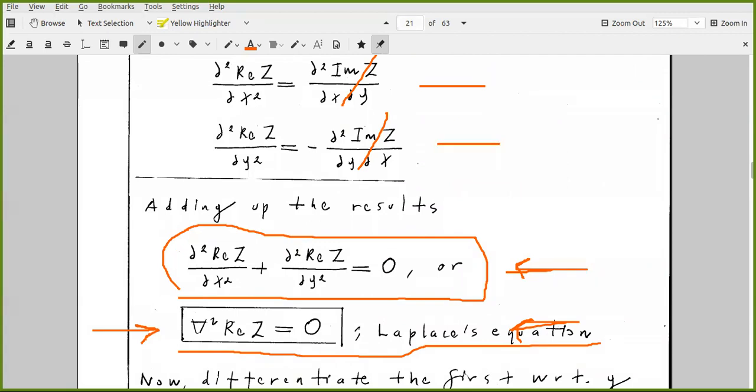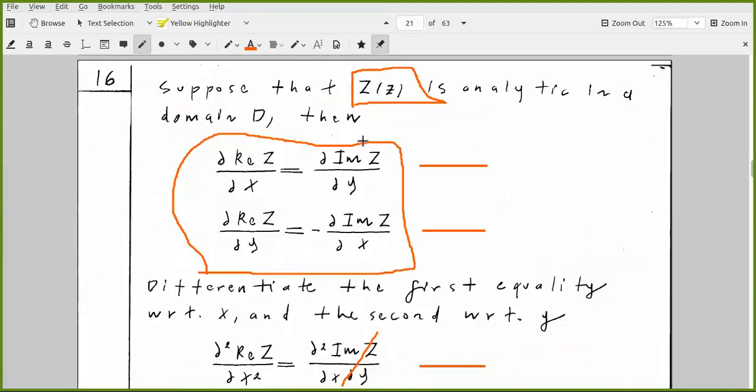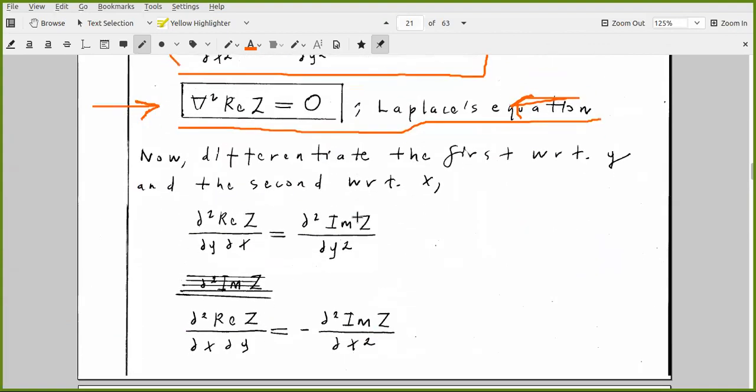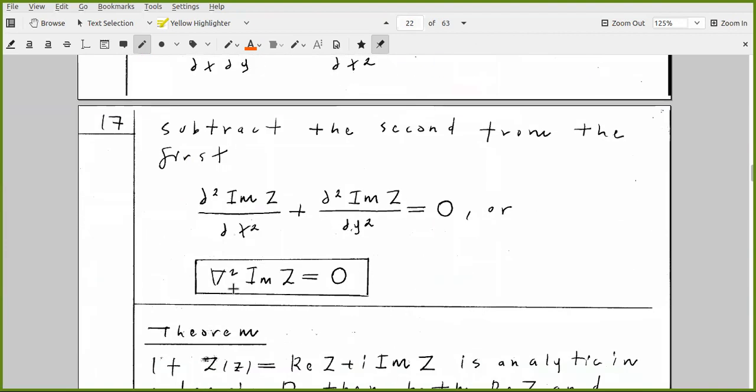And you can also propose this idea for the other component of the complex function, imaginary z. Imaginary z also satisfies the Laplace equation, and you can show it again by starting with the Cauchy-Riemann conditions. These are the Cauchy-Riemann conditions. Differentiating the first now with respect to y, then differentiate the second with respect to x, and subtract the second from the first. These are going to be canceled out, and you'll find that del squared imaginary z equals 0. Exactly the same procedure applied here. The second one is subtracted from the first, and we end up with this form.